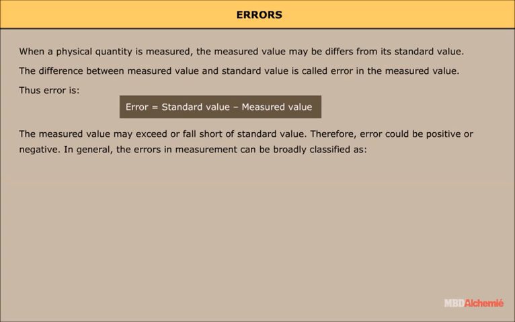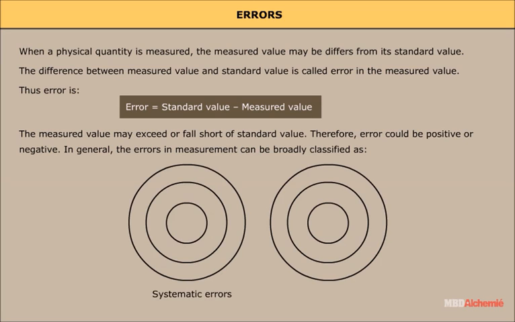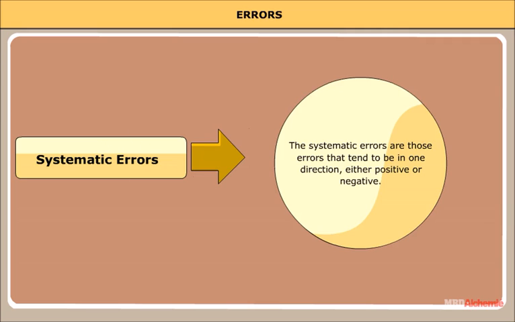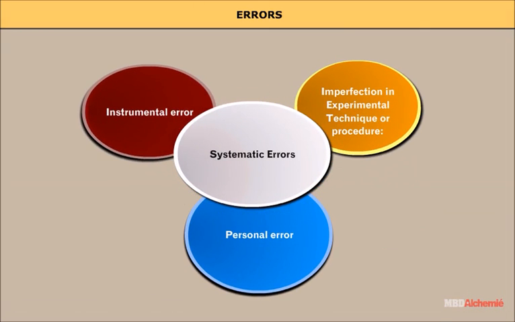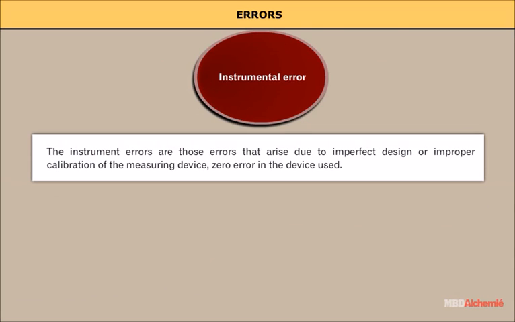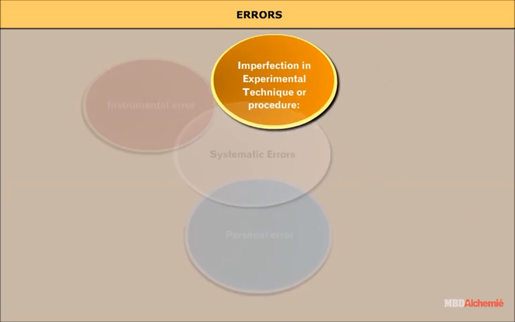In general, the errors in measurement can be broadly classified as systematic errors and random errors. Systematic errors. The systematic errors are those errors that tend to be in one direction, either positive or negative. Some of the sources of systematic errors are instrumental error. The instrument errors are those errors that arise due to imperfect design or improper calibration of the measuring device, zero error in the device used.